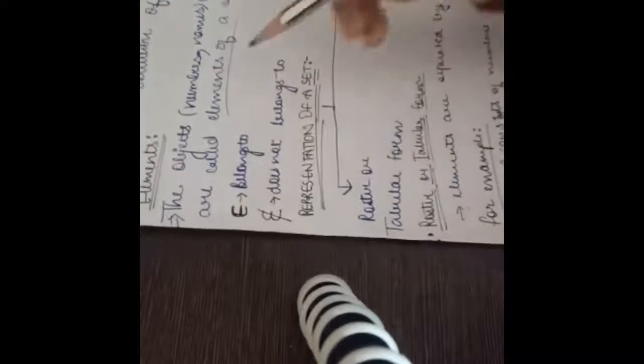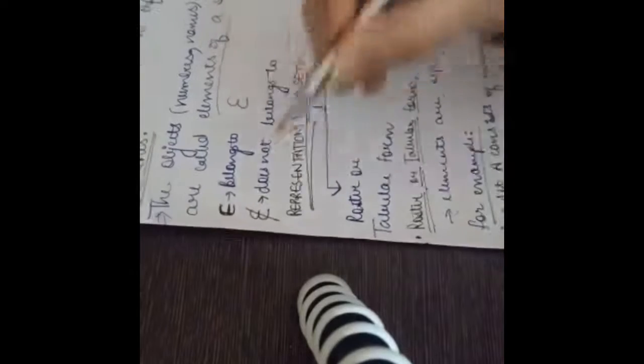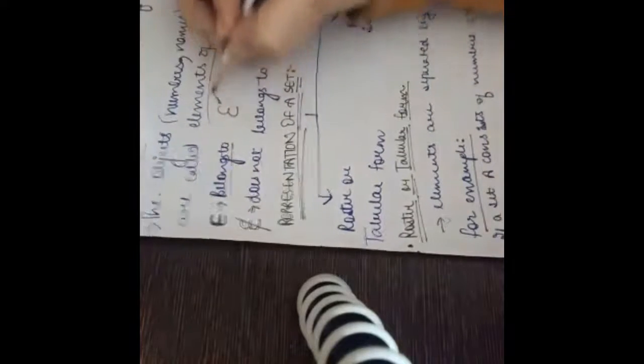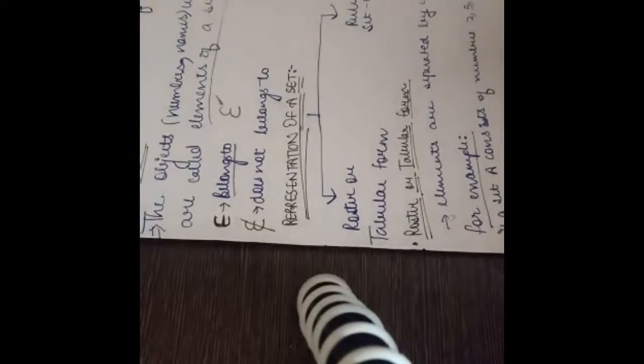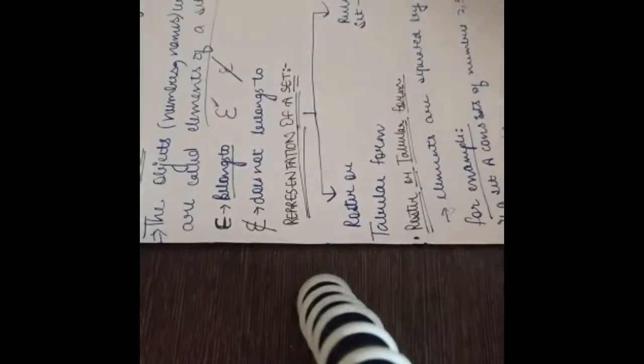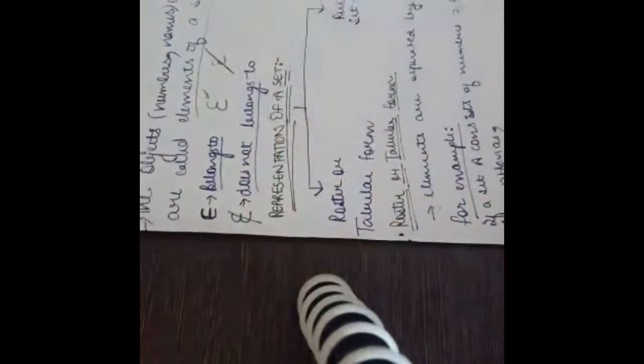Now this sign that you can see, this is the belongs to sign. When we write about sets, we'll use this sign to represent the meaning belongs to. And when this sign gets a slash on it, it becomes does not belong to.